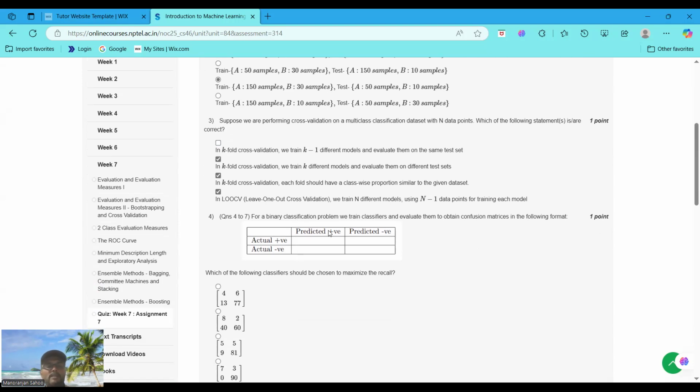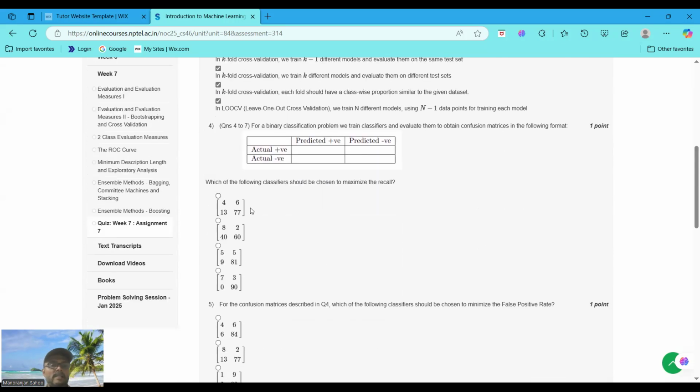For a binary classification problem, we train classifiers and evaluate them to obtain the confusion matrix in the following format: actual positive, actual negative, predicted positive, predicted negative. Okay, asking about the matrices as given, which of the following classifiers should be chosen to maximize the recall? We choose option B.